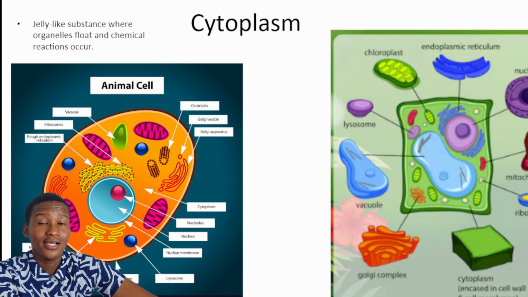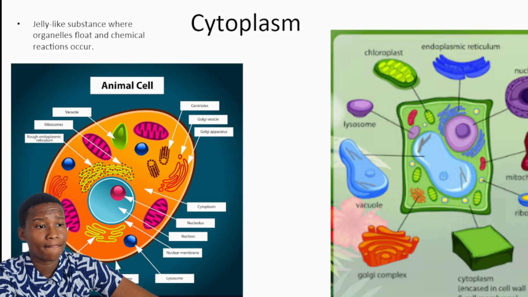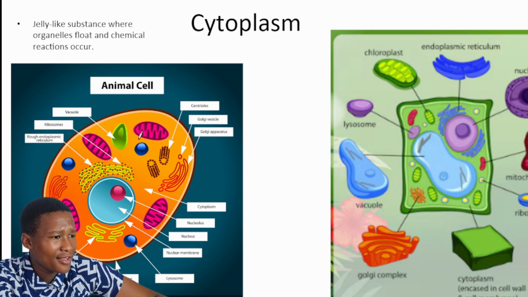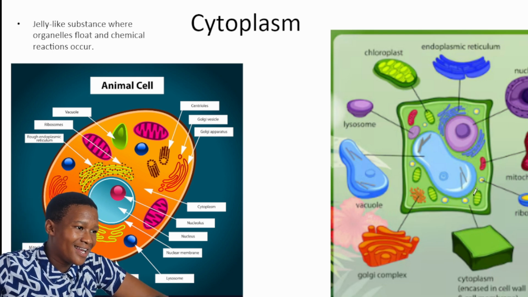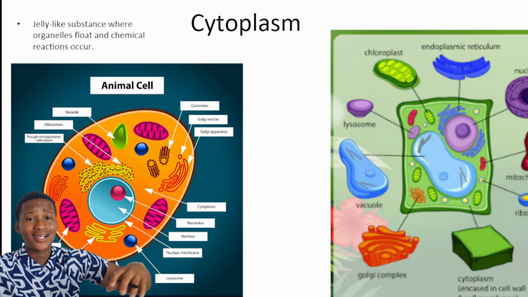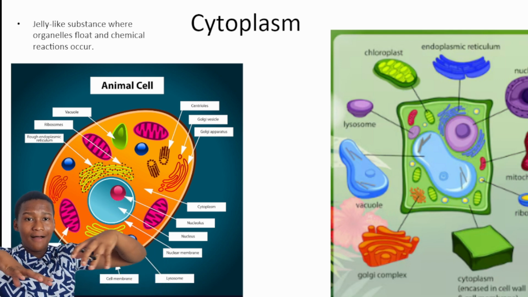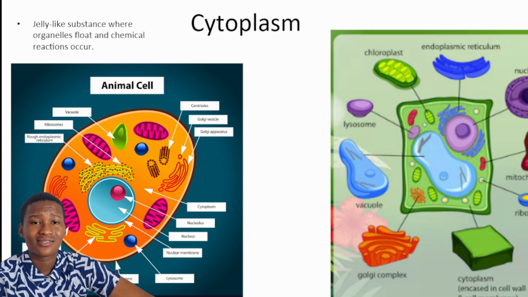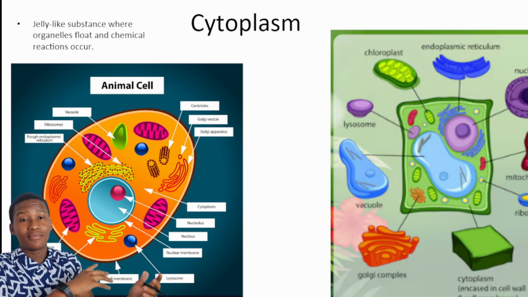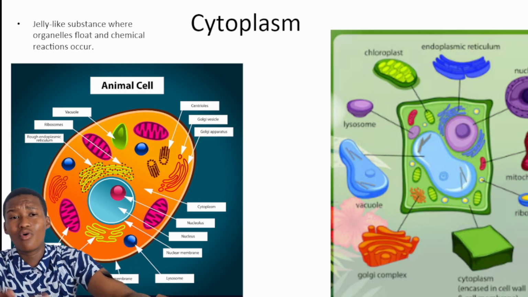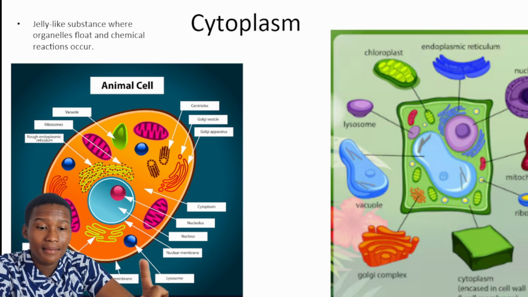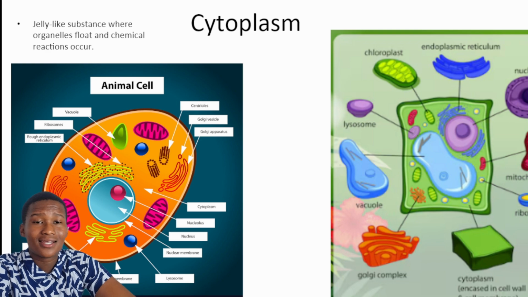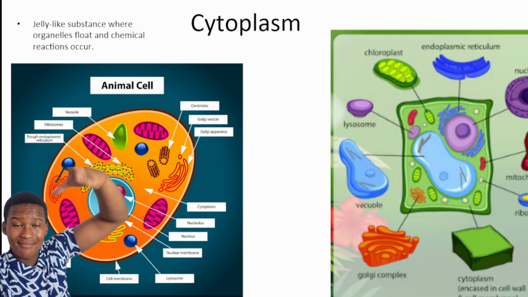Cytoplasm is a jelly-like substance where organelles float and chemical reactions are carried out. So you see this orange thing and also this green thing. Organelles float there, they're not just chilling there. It's where they are, and also where chemical reactions are caused. A chemical reaction is when two substances mix together and create something new. It's like Coke and Mentos. When you put Mentos in Coke, it makes a new substance, it makes foam.